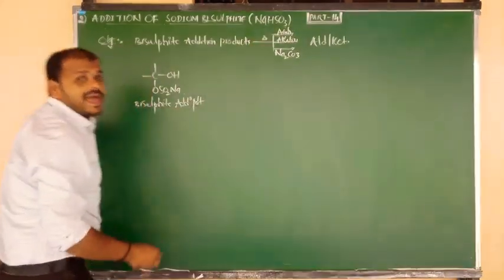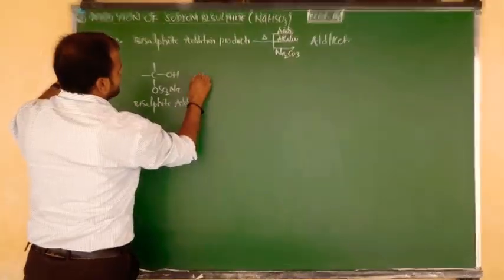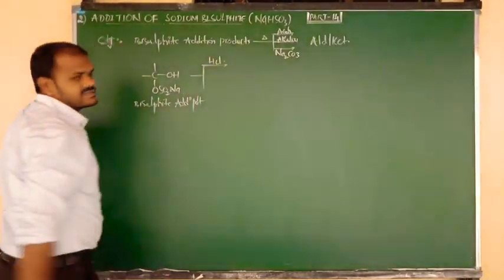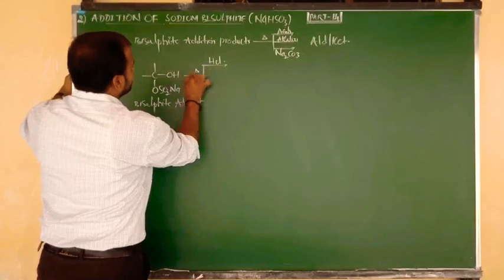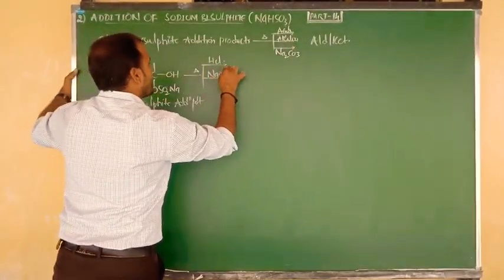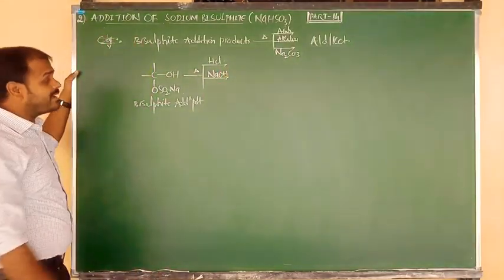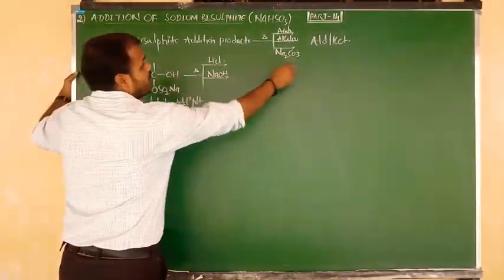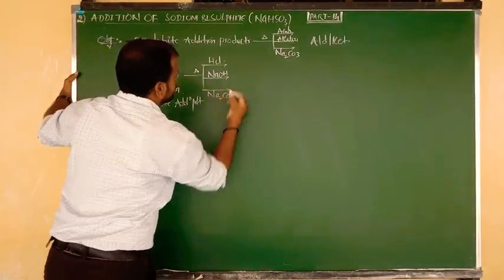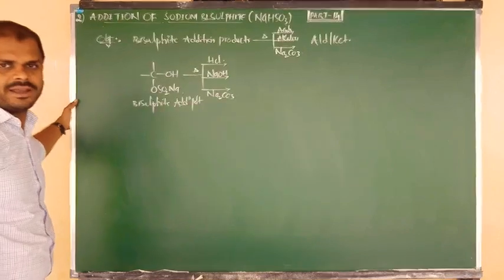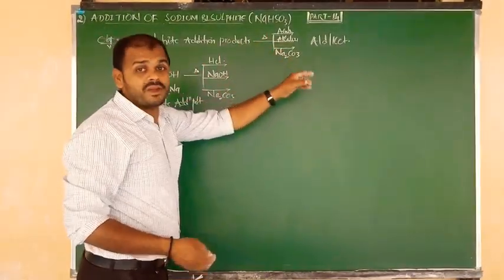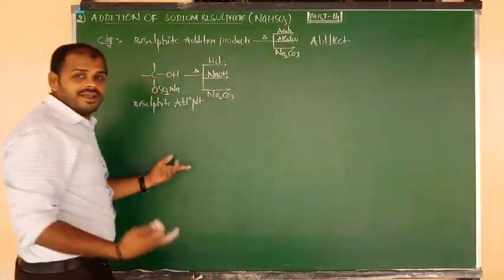Bisulfide addition products upon heating with what? Acids. Let me write one acid first, suppose dilute hydrochloric acid. Otherwise, upon heating with alkali, nothing but base, let me write one base: sodium hydroxide. And also bisulfide addition products upon heating with sodium carbonate solution, Na2CO3 solution. Any one respective acid or solution we can take, and automatically the bisulfide addition products will be converted back into the original compound, that is nothing but aldehyde or maybe ketone.